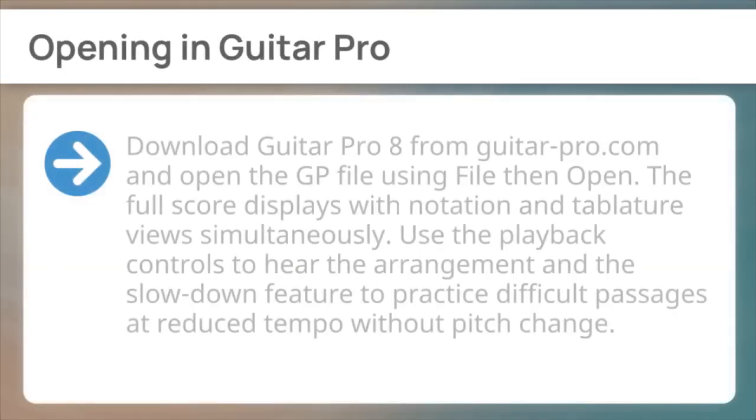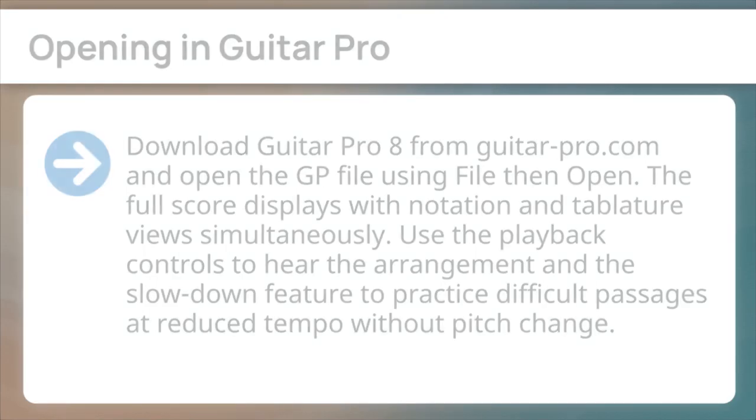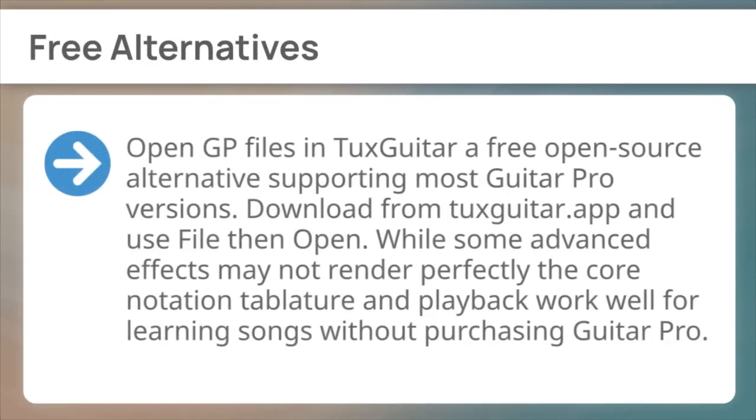First, opening in Guitar Pro. Download Guitar Pro 8 from guitarpro.com and open the GP file using File then Open. The full score displays with notation and tablature views simultaneously. Use the playback controls to hear the arrangement and the slowdown feature to practice difficult passages at reduced tempo without pitch change.